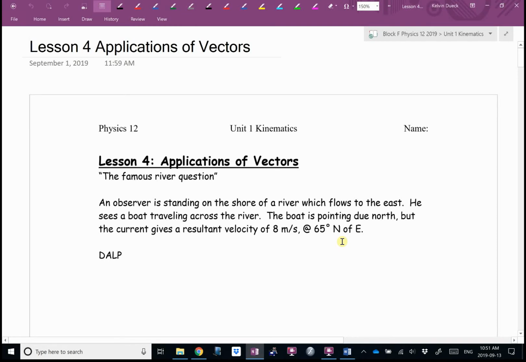Lesson 4, applications of vectors. And we're going to begin with the famous river problem. Actually, no, we began with an airplane in a crosswind. On your test, which is still about 2 and a bit weeks away, on the written section, I am going to ask you an application question. It's either going to be an airplane in a crosswind or the famous river question.